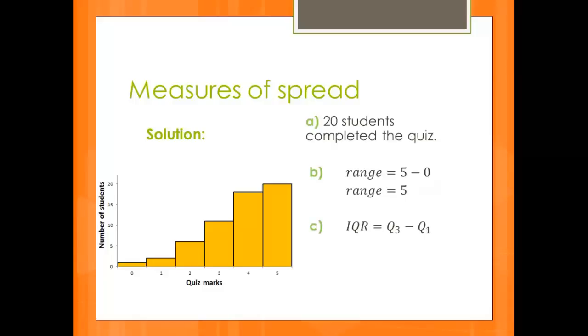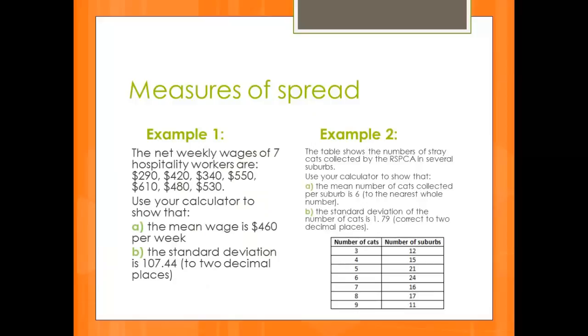To find the quartiles from this graph, remember that we have 20 scores in total. So 1/4 of 20, or 20 divided by 4, is 5. Now that means that we're going to have 5 bits of data in each of our quartiles. So our lower quartile is at the 5th score, it's 2, and our upper quartile is at the 15th score. So Q3 is 4. We then subtract 2 from 4 to give us an IQR of 2.